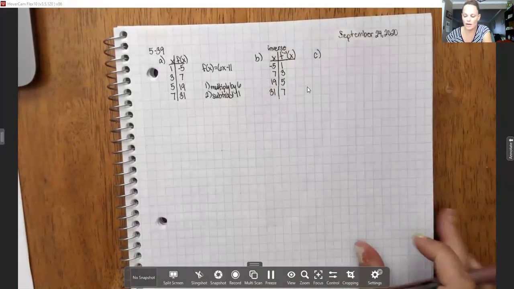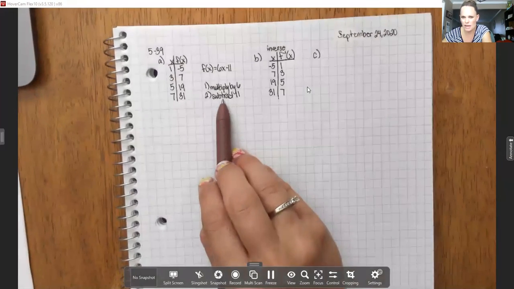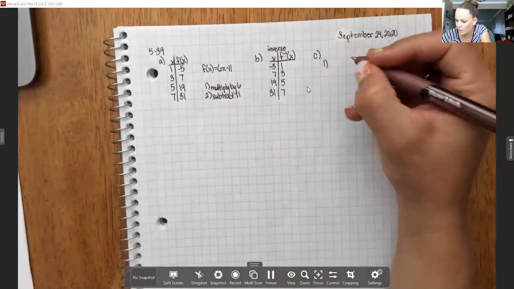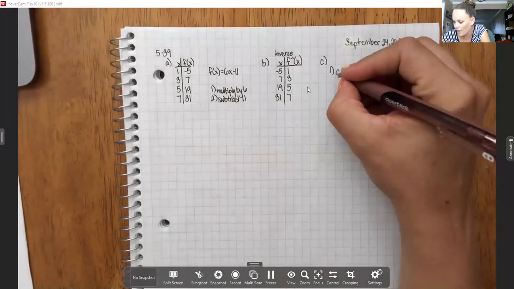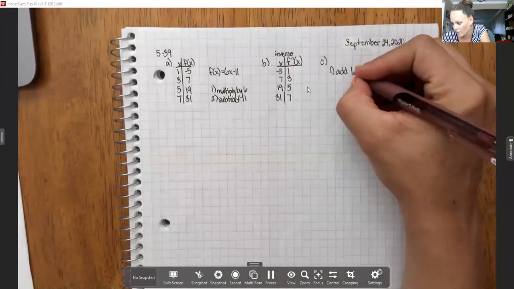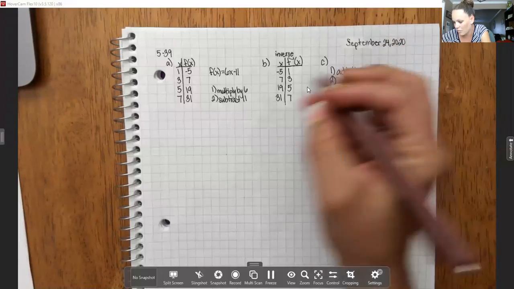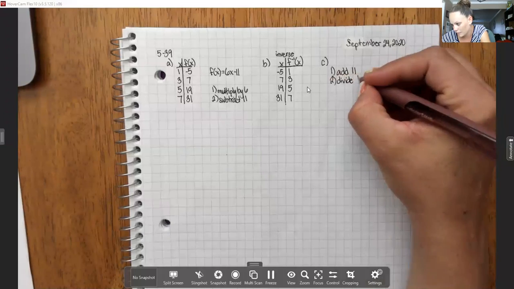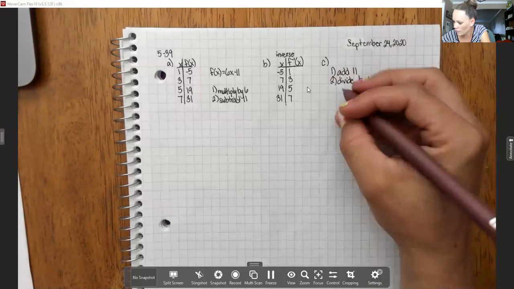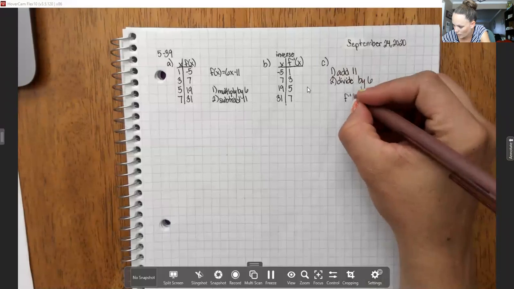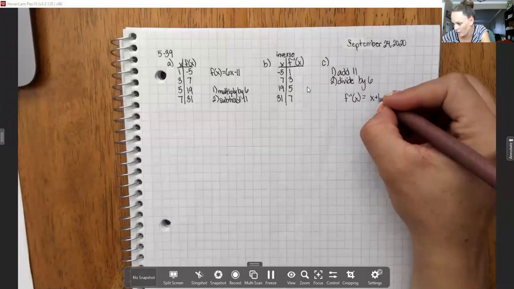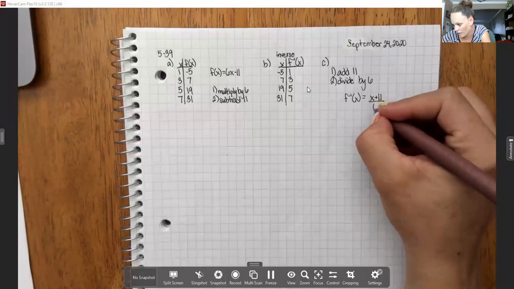So for C here, again, we're going to take these steps and do them in the reverse order and the opposite. So the first thing we would do, instead of subtracting 11, would be to add 11. And then instead of multiplying by 6, we would divide by 6. So the inverse, again, is add 11, take that whole thing, divide by 6.